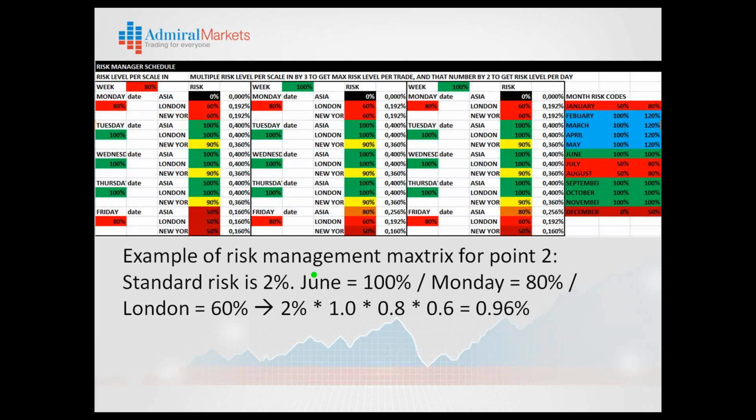If you do that and you say you take a standard risk of 2%, June is 100, Monday is 80, and the London session, depending on the economic calendar that you can define, right? You can define it per session that you want to. You can do 2 times 1 times 0.8, because that's 80%, times 0.6, and you get close to 1% desired risk level for that particular session. By combining the risk parameters you find important for the month, day, week, and session. Okay?